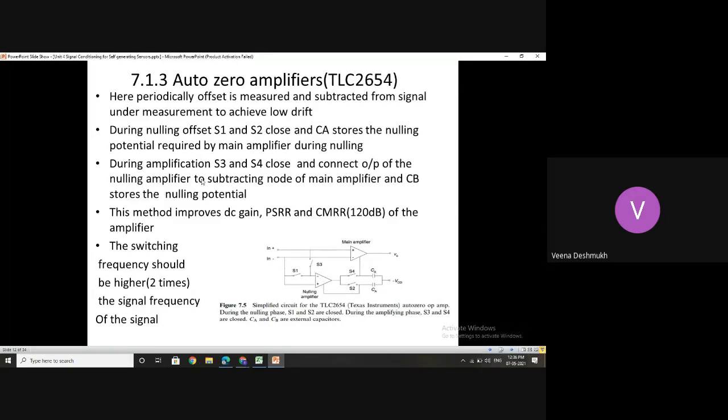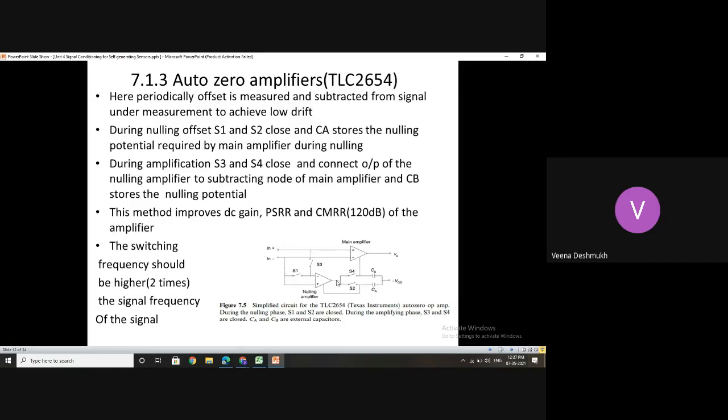Now in the next stage, during amplification, what happens? Here, this main amplifier, S3 and S4 are closed. So this S3 is closed and S4 is closed. CA is now holding the charge which is proportional to the offset voltage. Now because S4 is closed, it connects the output of the nulling amplifier to the subtracting node of the main amplifier. See, CA is holding the charges, here you can see.